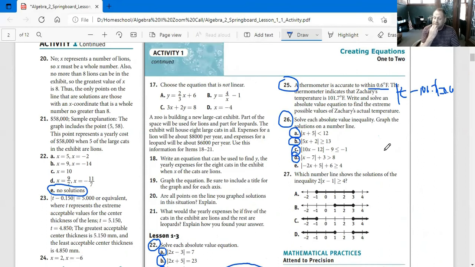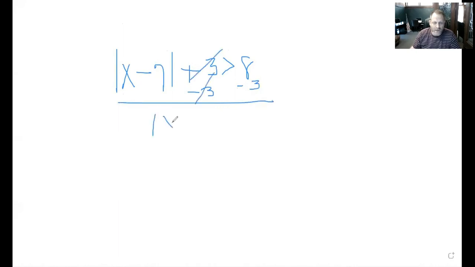All right, so let's go to D. Absolute value x minus 7 plus 3 is greater than 8. Let's come on back over to the whiteboard. So, absolute value x minus 7 plus 3 is greater than 8. Let's get to our centerpiece, guys. Get rid of that 3 on both sides, cancel, cancel, the absolute value of x minus 7 is greater than 5. And also we're going to flip our sign for negative 5. All right, now let's solve, guys.